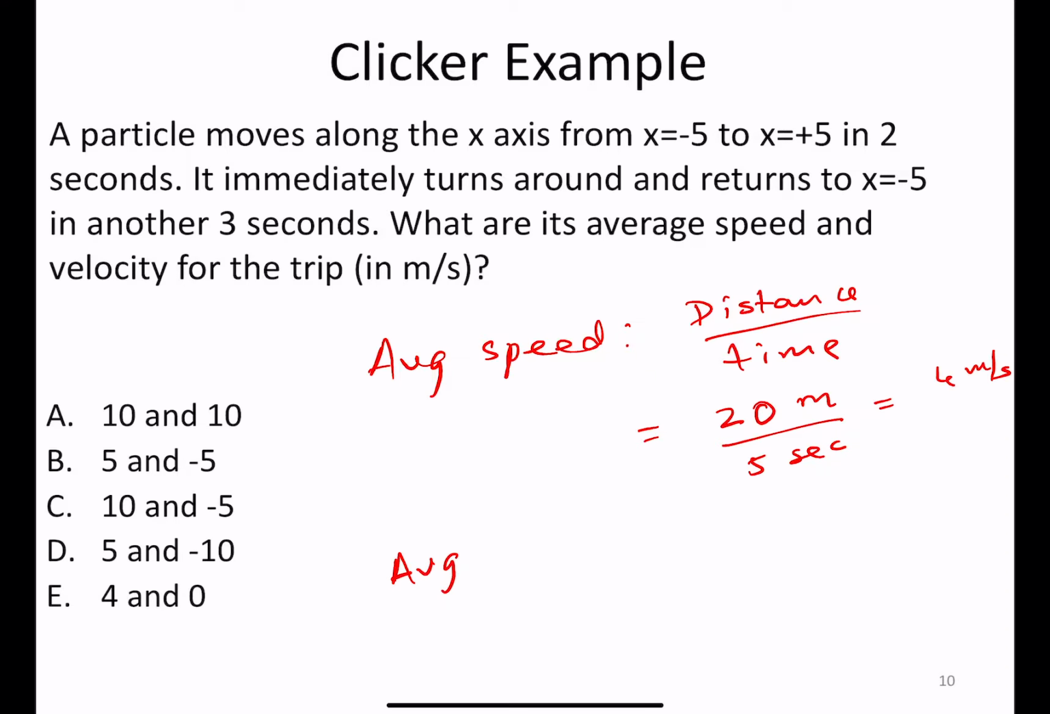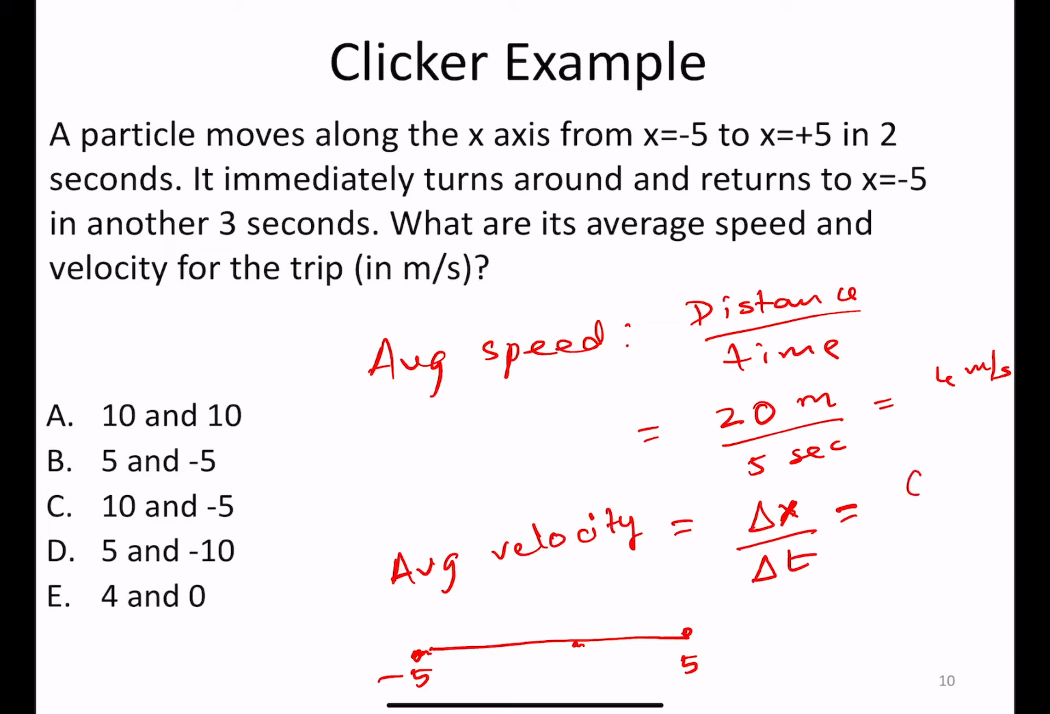What about the average velocity? The average velocity is the change in position, x, divided by the time it took to change that position. Let's think about the change in position. So it's starting from -5 and going up all the way up to +5, and then it's coming back, right? So what is the delta x? Delta x is the final x minus the initial x. Here the final and the initial x are the same because the object is just coming back to where it started from. So delta x is 0 divided by delta t. So the answer is 0. So this is the correct answer. All right.